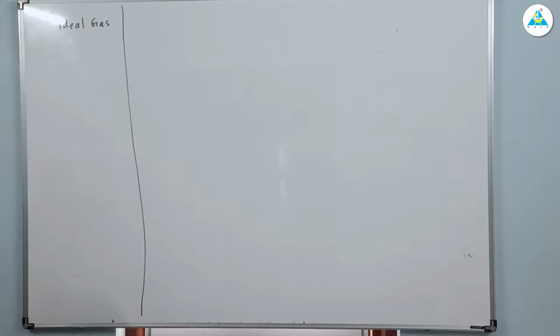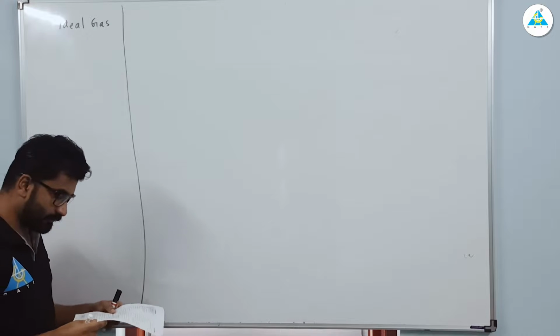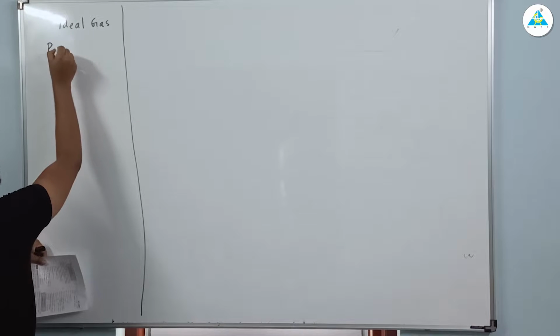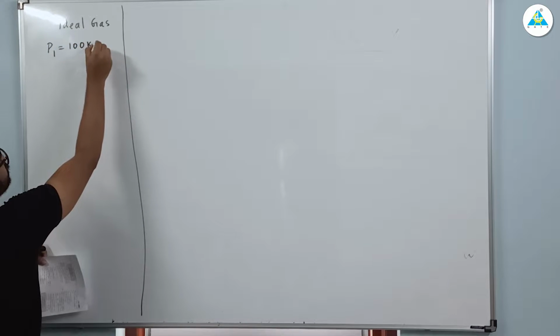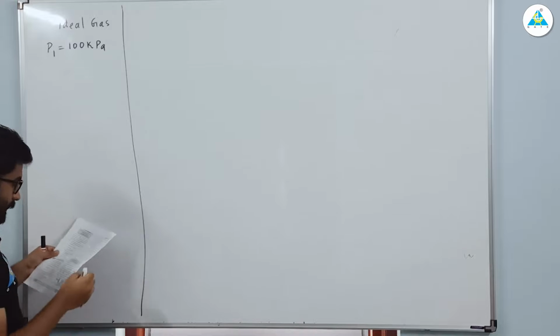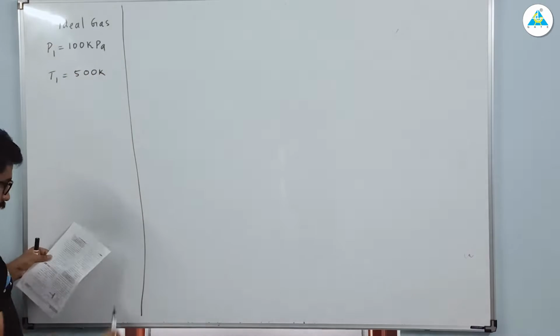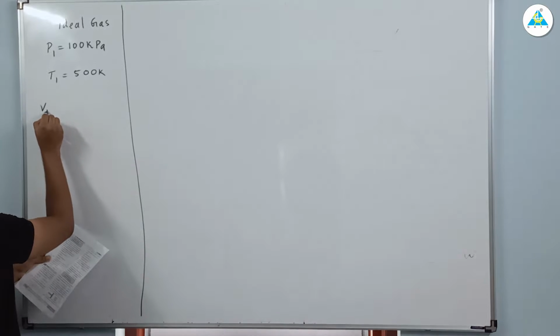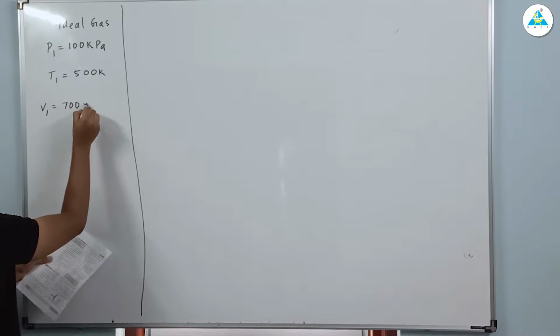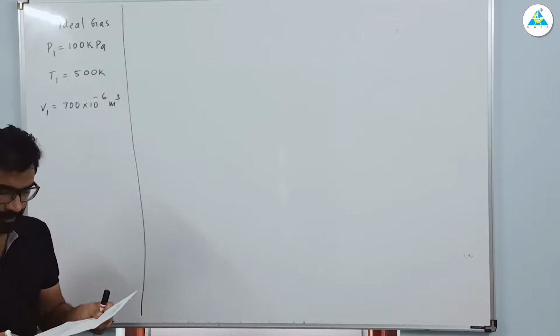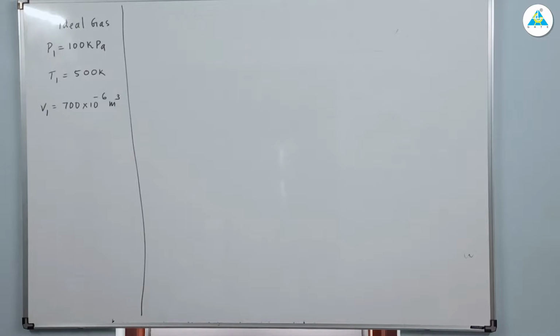Now, a frictionless piston cylinder assembly contains an ideal gas. Initially pressure is 100 kilopascal. So P1 is 100 kilopascal is given. Now temperature T1 is 500 Kelvin. Third, volume V1 is 700 into 10 power minus 6 meter cube. Clear? So these are the three initial values they have given, right?